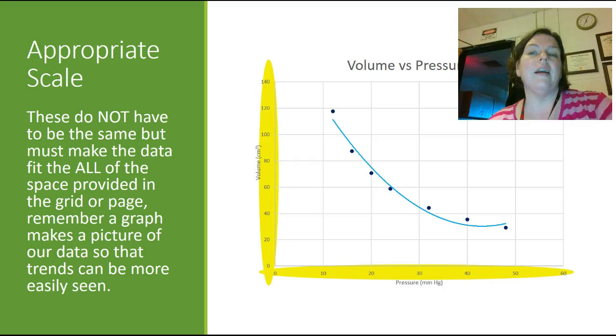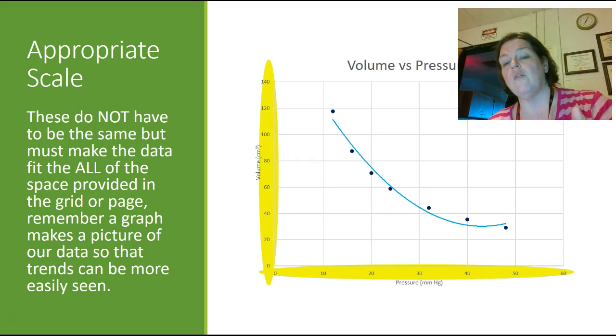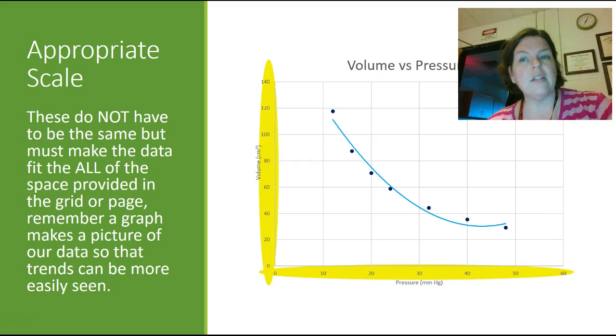So you can see clearly I didn't do the same scale for both of these, but the scales are appropriate. The scale on the y-axis goes up by 20 each mark. The scale on the x-axis goes over by 10 each mark. So it's appropriate, but it's not the same for each one.